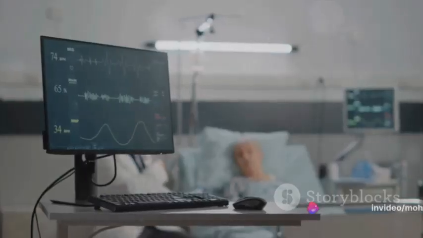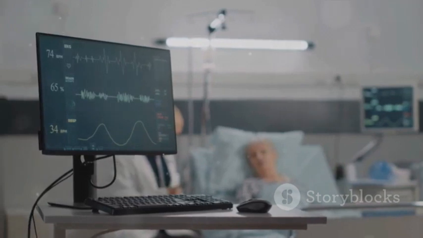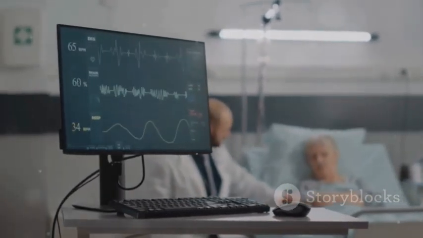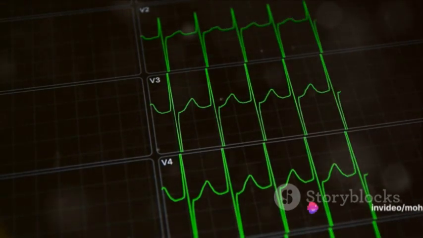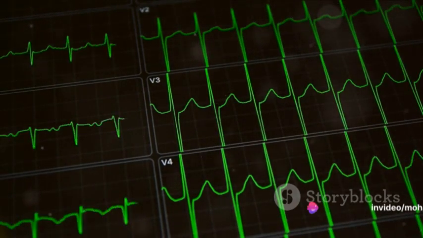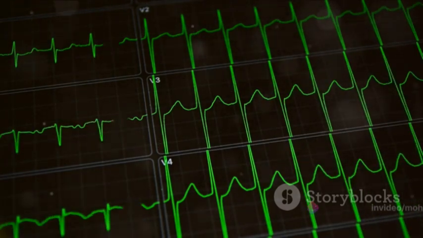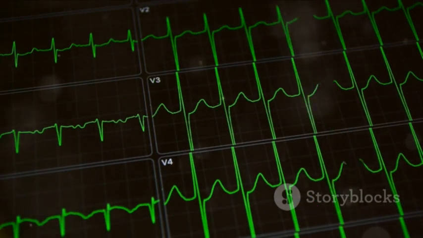But the real key to diagnosing IHD lies in the diagnostic tests. The first of these is often an electrocardiogram or ECG. This test records the electrical activity of your heart. It can show if your heart is under strain or if you've had a heart attack, both potential indicators of IHD. Echocardiography is another valuable tool.